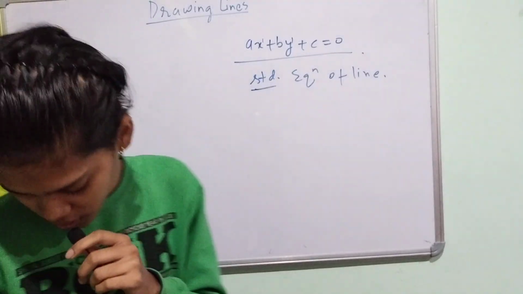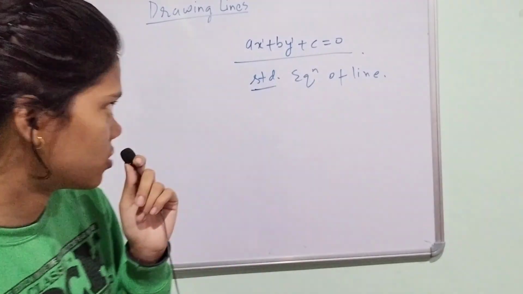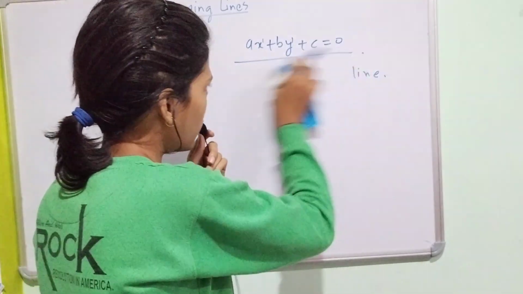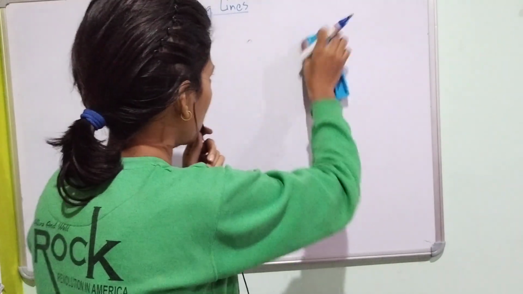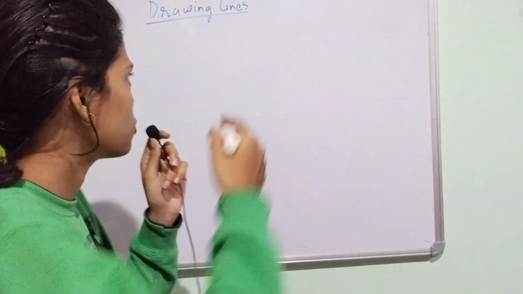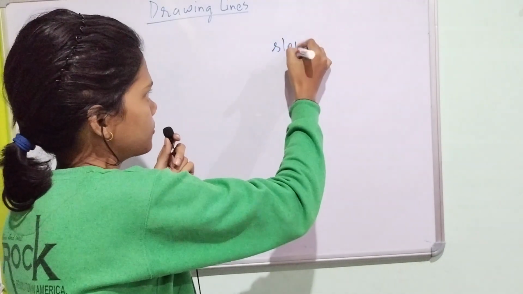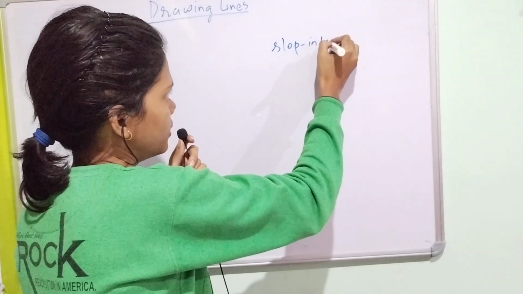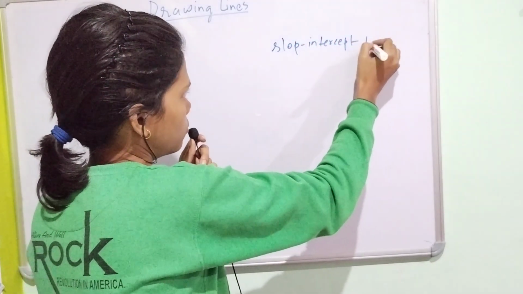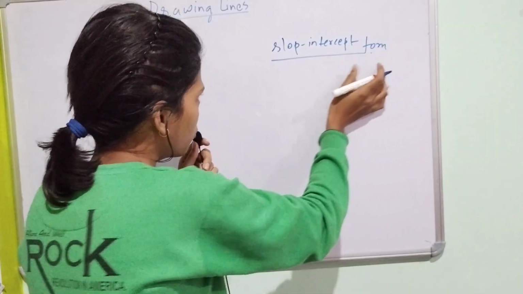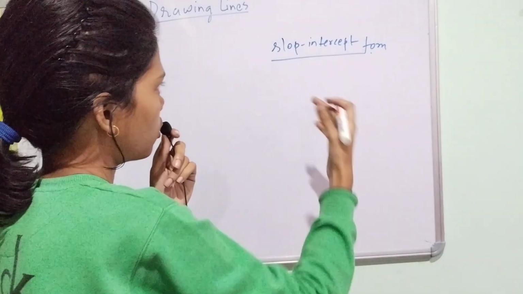See, there are many forms of the line, one of which is the standard equation. There are others too, but in order to draw the graph, we generally use only the form of the line which is called the slope intercept form of the line. This is the most generally used form to draw the line on the graph.